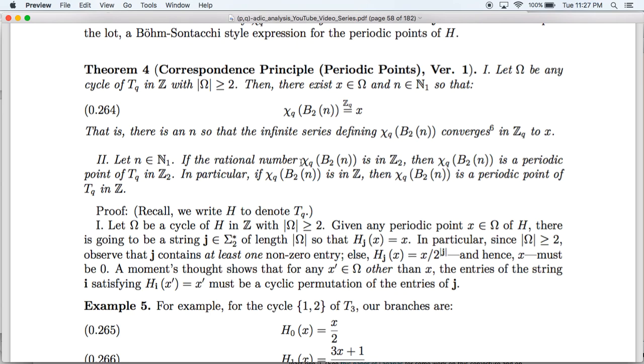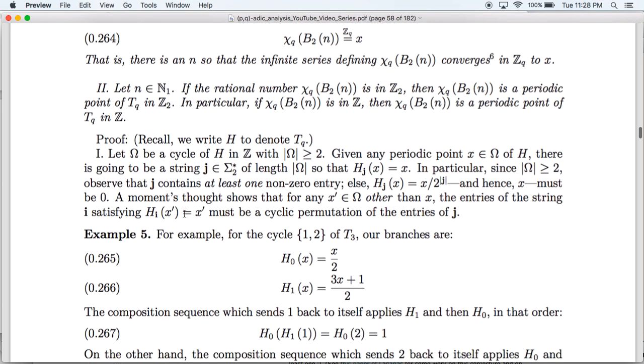If the number chi_q of B2 of n, which is a rational number, is a 2-adic integer, then chi_q of B2 of n is a periodic point of T_q in the 2-adics. Then, if in addition this isn't just a 2-adic integer, but a rational integer, then chi_q will be a periodic point of T_q in the rational integers. And so here's the proof.